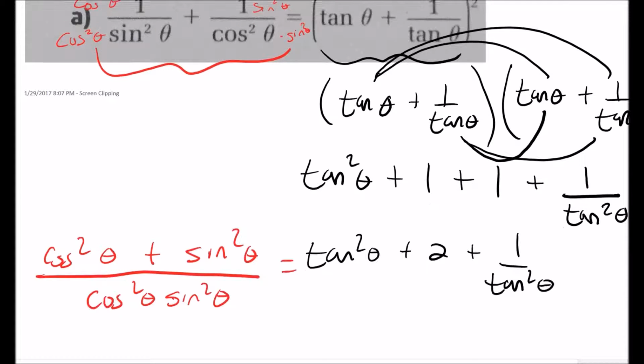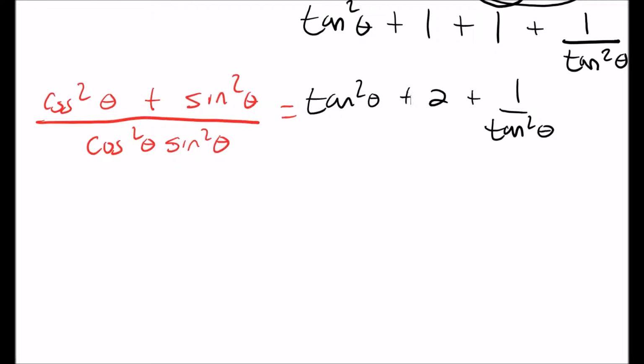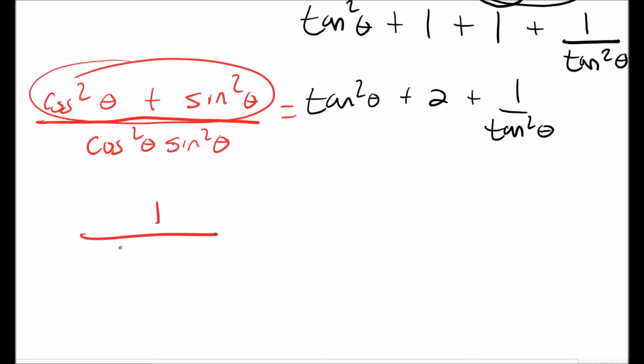Okay. So we still want to show that these two are equal. Well, there's an identity that says cosine squared theta plus sine squared theta is equal to 1. So we're going to go ahead and let that be 1 here. So this whole top part becomes 1. And then on bottom we have cosine squared theta, sine squared theta. And I think I'm going to leave that alone and go back to the right hand side here.